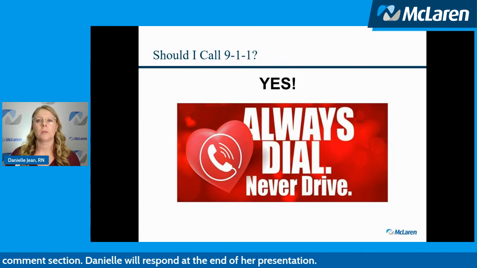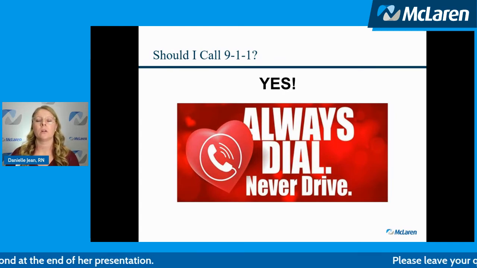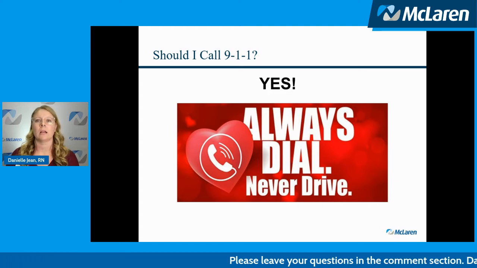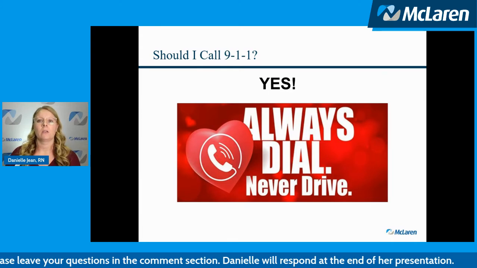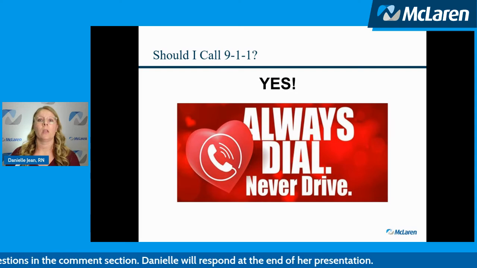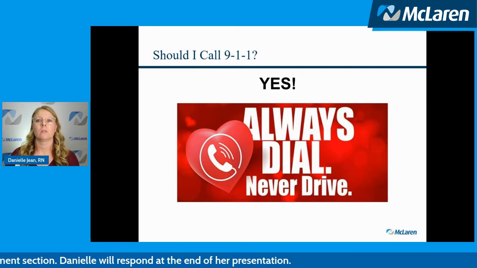A lot of times people aren't sure: do I call 911 or do I drive myself? The answer is always yes. Call 911, take that ambulance ride to the hospital. The reason is that time is tissue. Early identification of a heart attack could really be the difference between life or death in that situation.